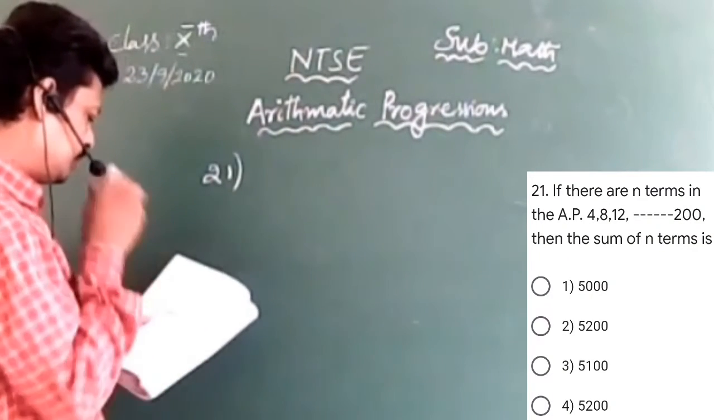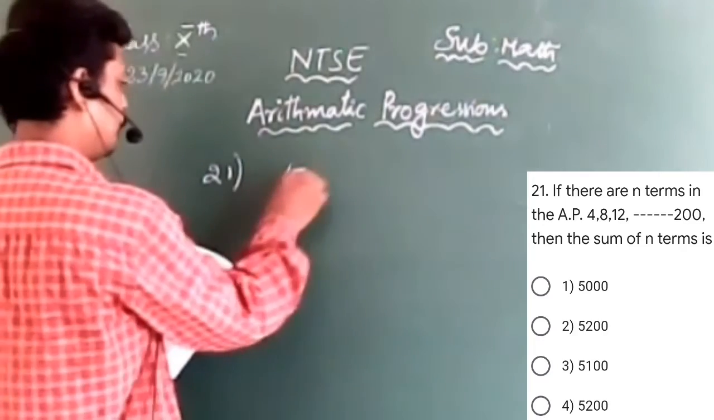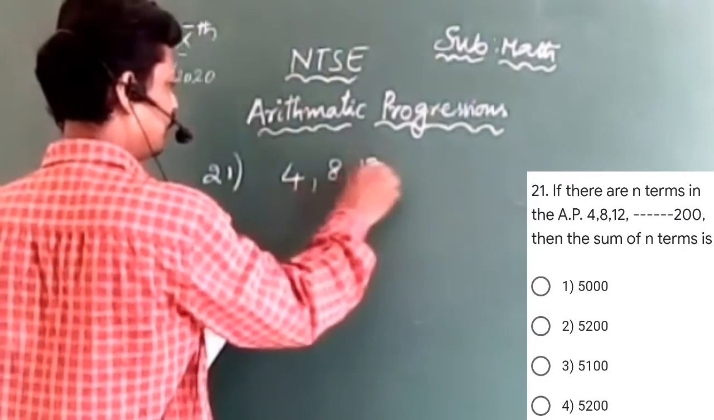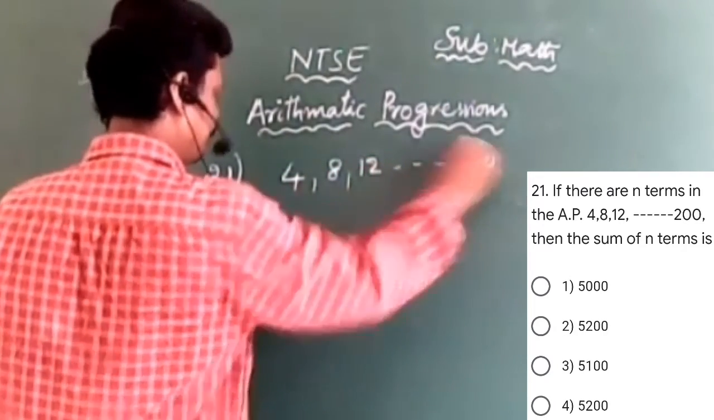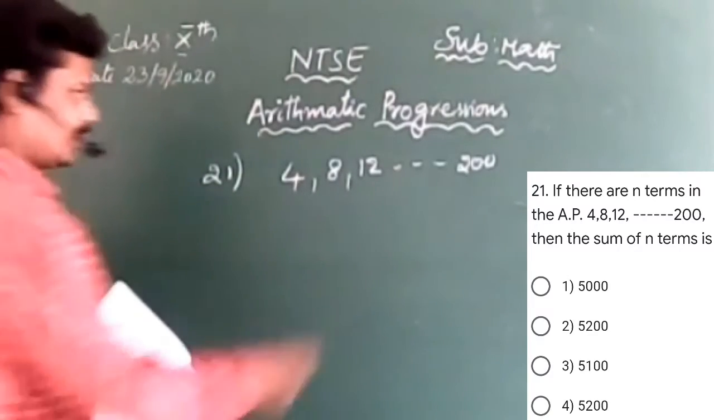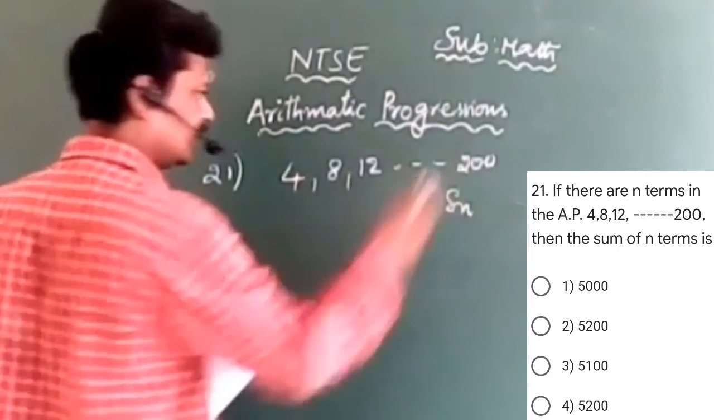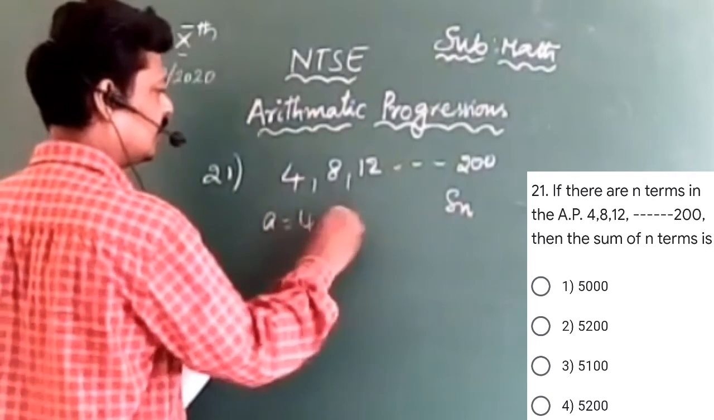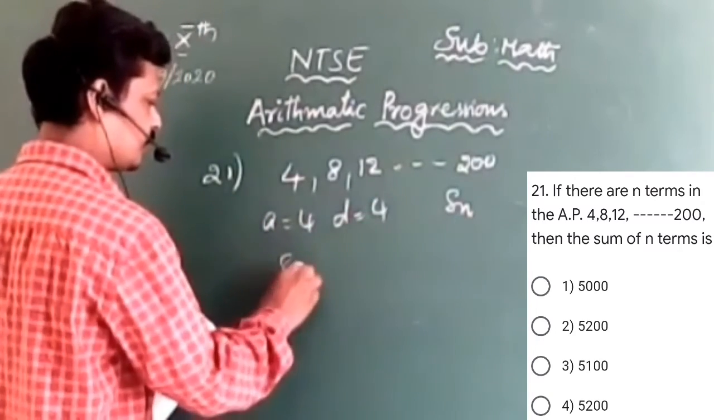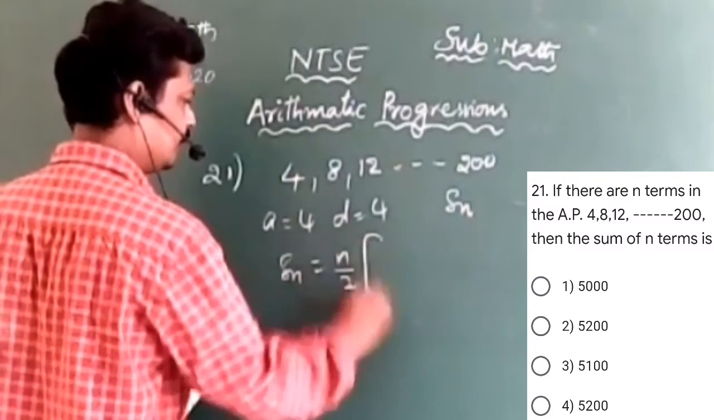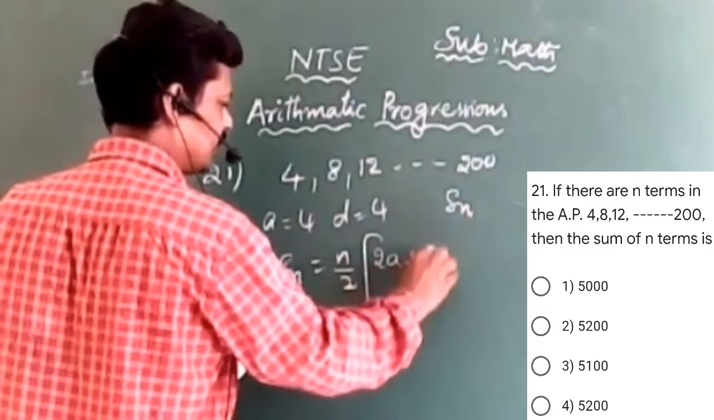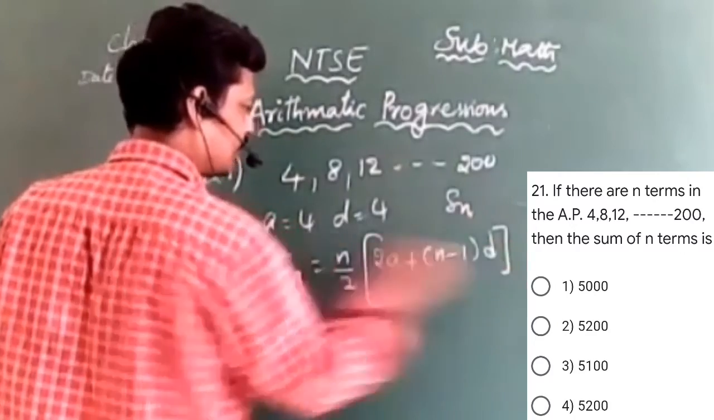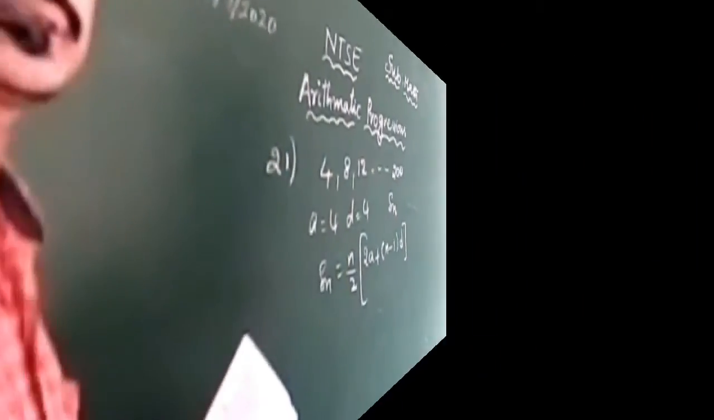If there are n terms in the series 4, 8, 12, and so on up to 200, then find the sum of n terms. Sn they are asking. We already have the formula. The a value is 4 and the d value is also 4. So Sn equals n by 2 into 2a plus (n minus 1) into d. Substitute the values. You'll get the answer.